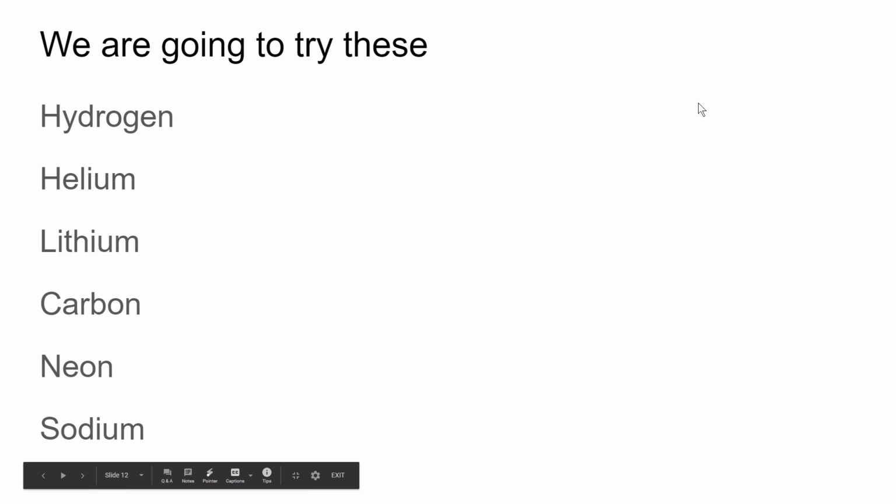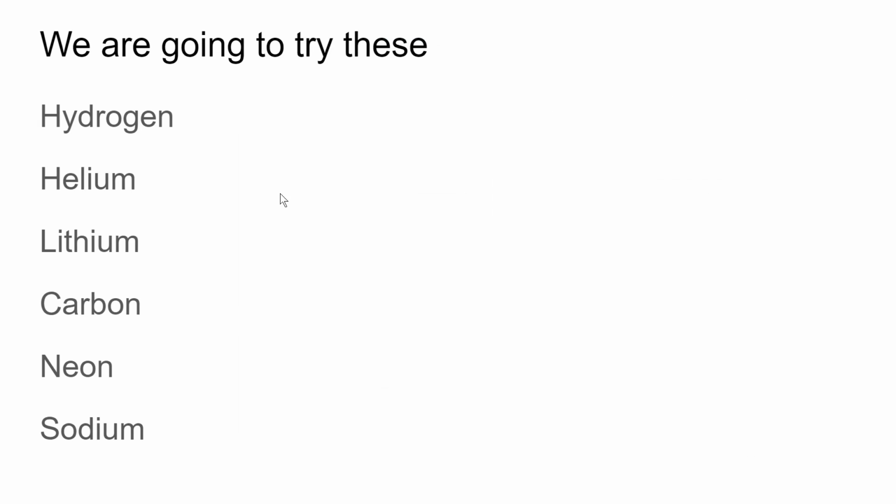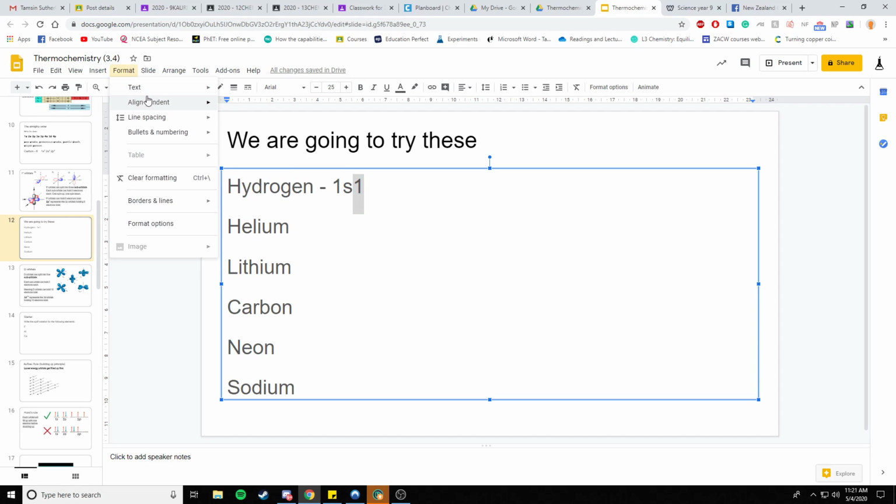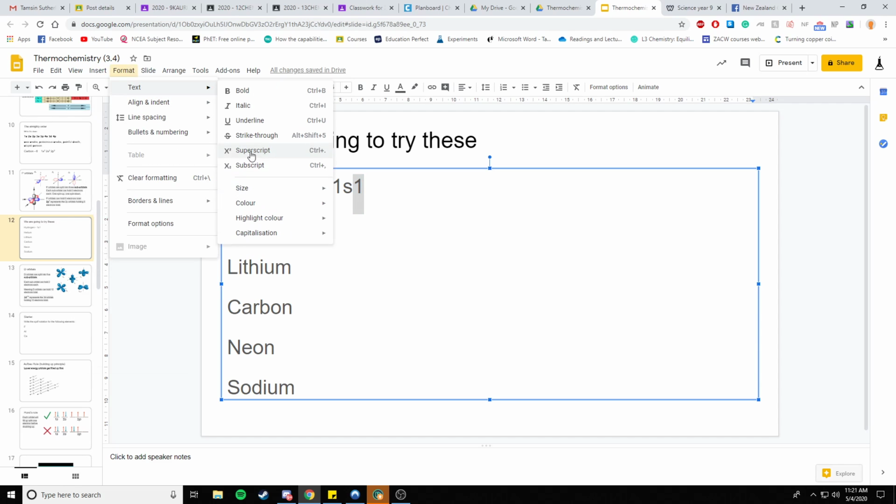Hey guys, hopefully you all watched yesterday's video and you had a go at these in the Google Classroom. What we're going to do is just edit these really quickly. And so we know hydrogen is 1s. Hydrogen is the 1s orbital and it's got 1 electron. And you really need a shortcut to make this superscript.